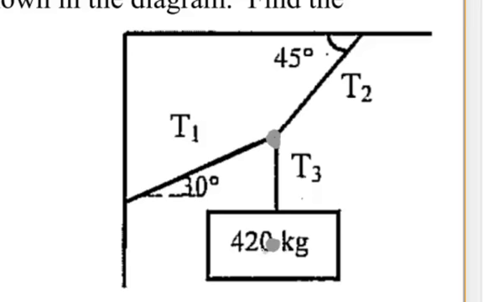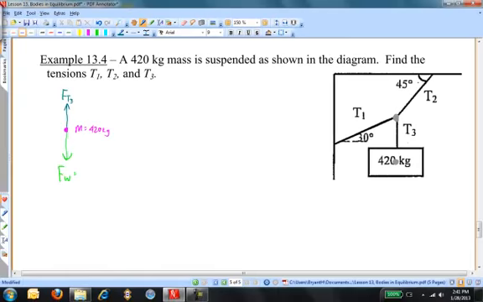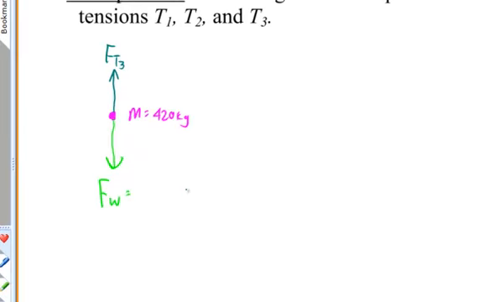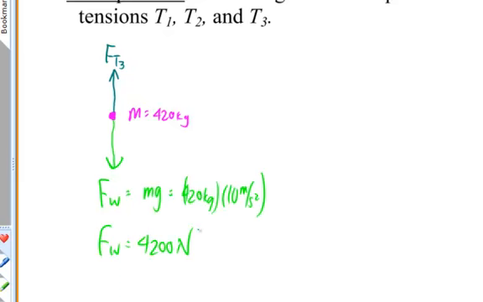So let me draw a couple of free body diagrams. Those are the forces acting on the hanging mass. The weight, the earth pulling downward, and FT3, the string pulling upward. The weight is fairly easy to calculate. That's 4,200 newtons. It's m times g. What about FT3? If the mass is suspended, it's not moving, which means it's not accelerating. So that means that the tension force pulling up must be equal to the earth force pulling down.